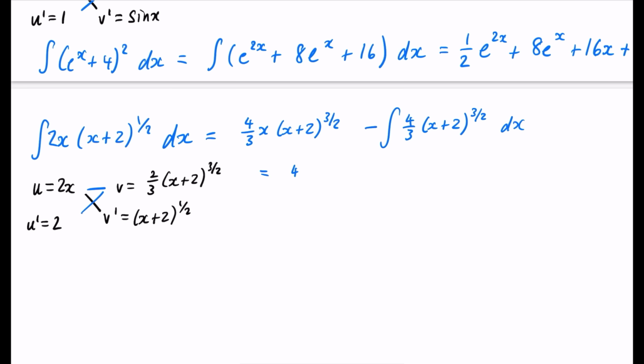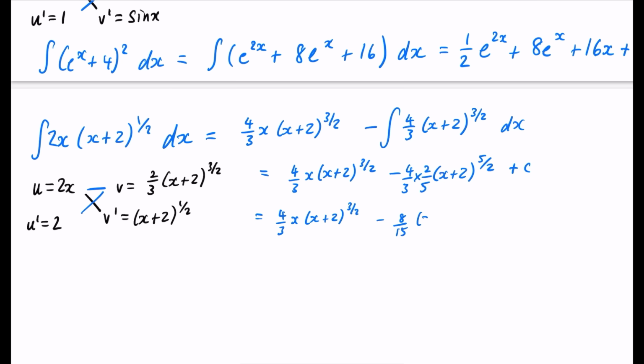So continuing with this, you get 4/3 x (x plus 2) to the 3 over 2, and then here I'm going to increase the power on the x plus 2, so it's going to go to 5 over 2. Then I'm going to have the 4 over 3 that's still there from before, and you multiply it by the reciprocal of that, like you normally do with integration. You increase the power by 1, and then you either multiply by the reciprocal or divide by that new power. So it's going to be the 2/5 there, plus c. So just a little bit of extra simplifying. That's 4/3 x (x plus 2) to the power of 3 over 2, minus 8 over 15 (x plus 2) to the 5 over 2, plus c.